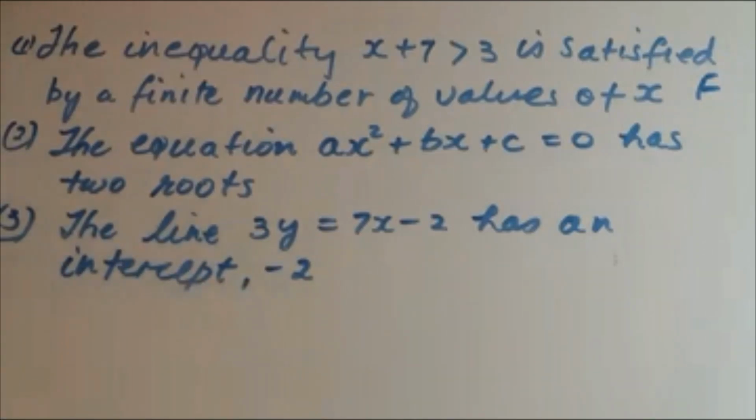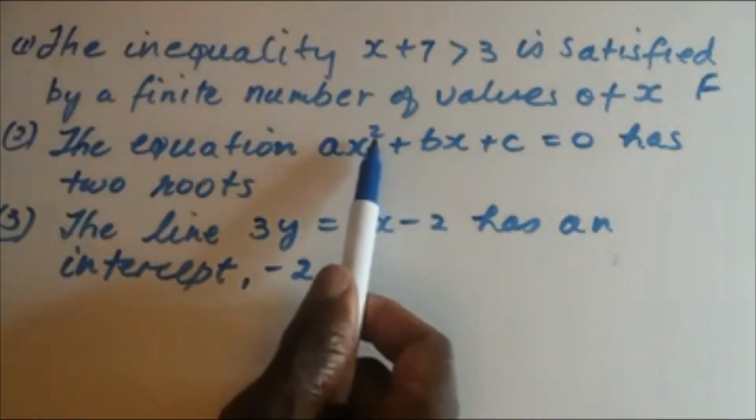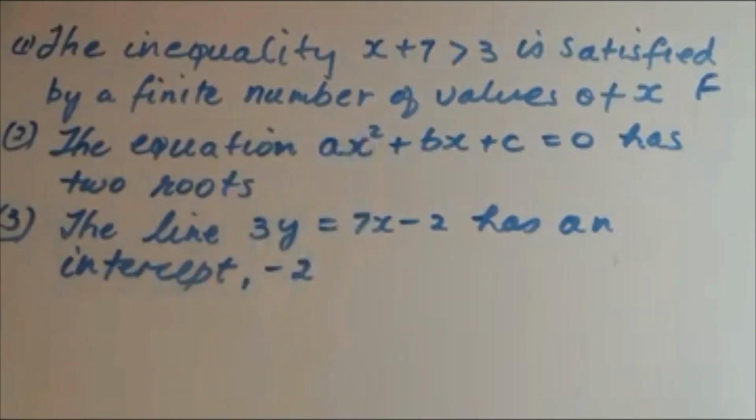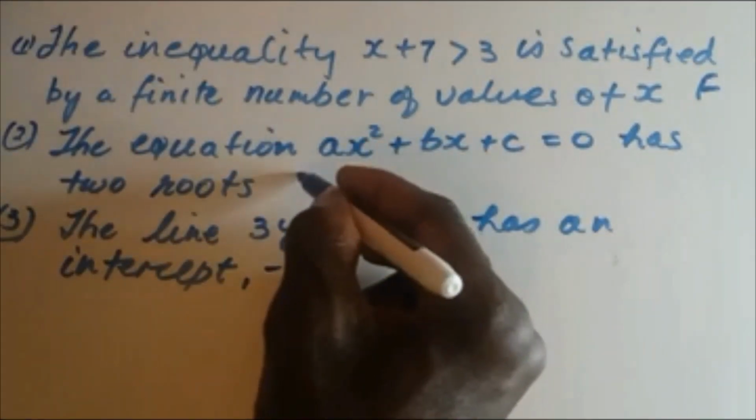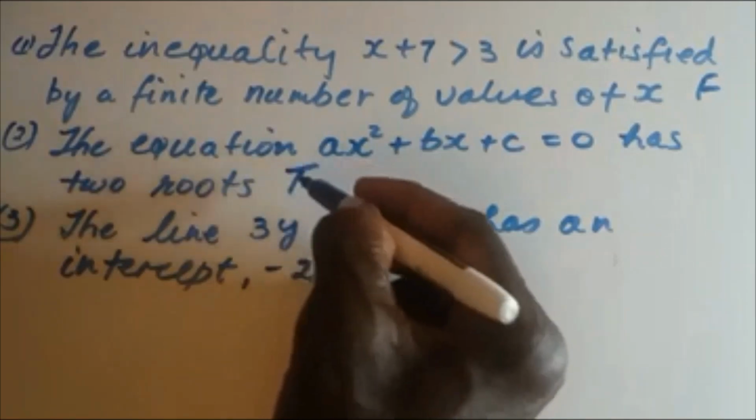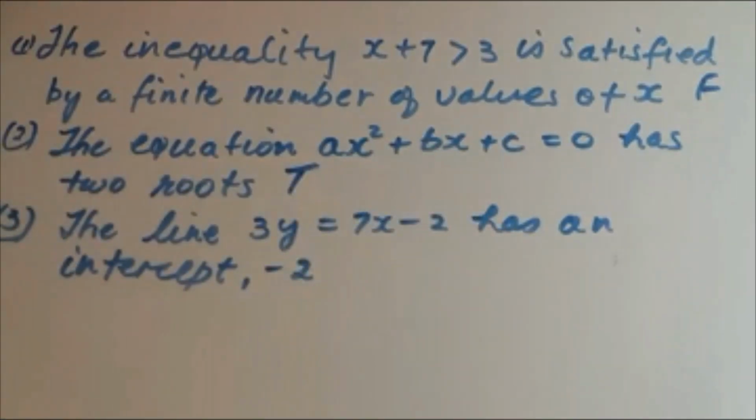Next we have the equation ax squared add bx add c is equal to 0 has two roots. Well, we do know that it's a quadratic equation and they do have two roots, and that's indicated by the index here of 2. So this is a true statement that the equation has two roots.